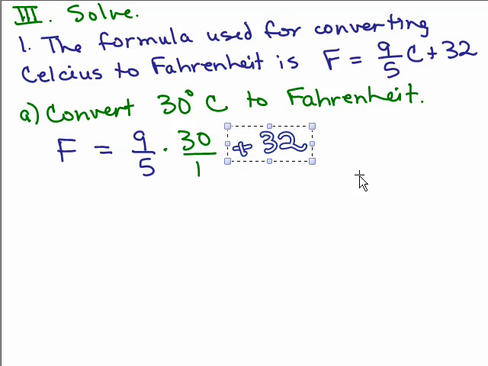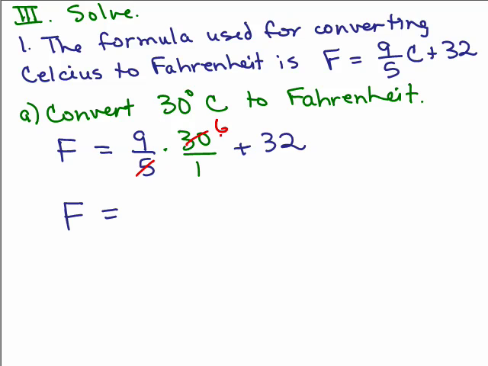So there we go. I'm plugging in 30 for C, and now we just simply solve for F by simplifying the right-hand side using the order of operations. So 5 goes into 30 6 times, so that's going to be 9 times 6, which is 54, plus 32, which is 86. So the answer is 86 degrees Fahrenheit.